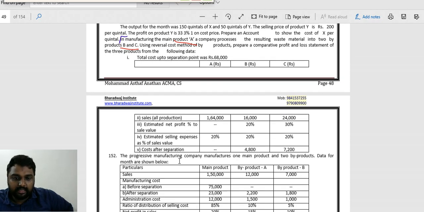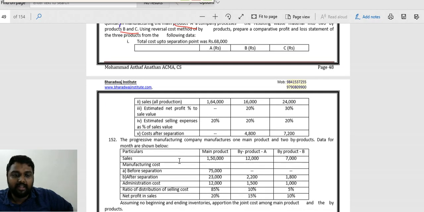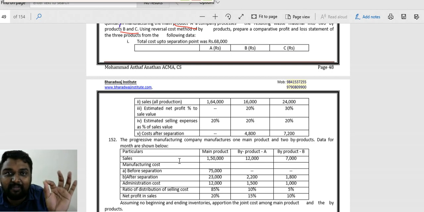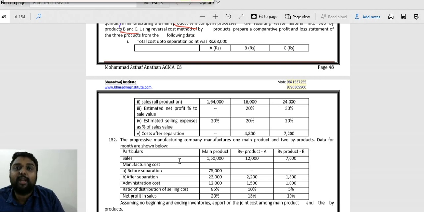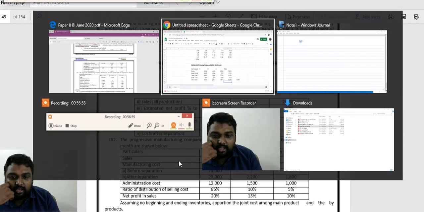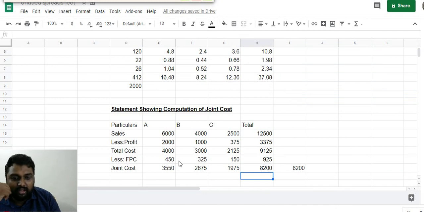See, sales is given, estimated net profit. Here there is an interesting point. It is a previous year question, so there will be a little standard twist. The profit of product A is not given. Estimated cost is given, and there is no after-separation cost for A. So the profit of A is not given. How to solve? We know the reverse cost method, we did it in the last question.